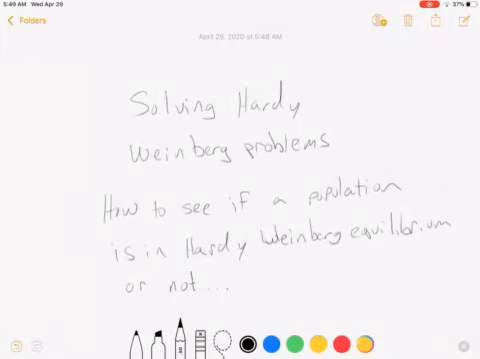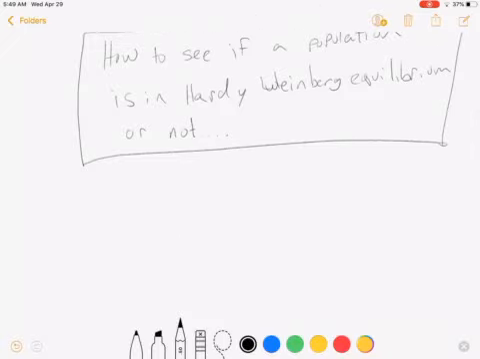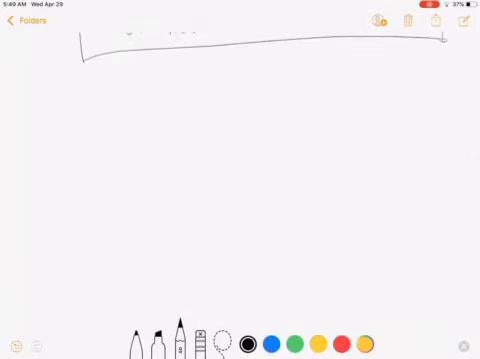Today we're going to be talking about solving Hardy Weinberg problems, in other words, how to see if a population is in Hardy Weinberg equilibrium or not. What we're doing with this is effectively looking to find out how frequent certain alleles are. As I was thinking about this morning, there were some turkeys outside, so we're going to use a population of turkeys as our example.